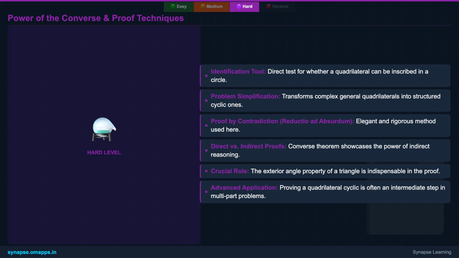In many geometry problems, a circle might not be explicitly drawn or mentioned, but you're given angle conditions. This theorem allows you to deduce that a circle can be drawn through those 4 points, which then opens up a whole new set of geometric relationships to use. This makes it an invaluable tool for problem solvers.